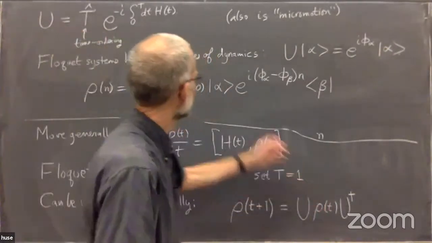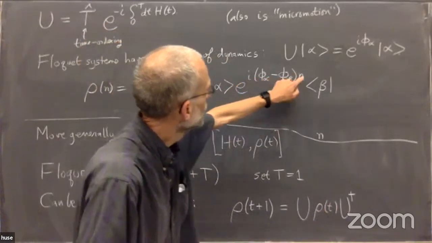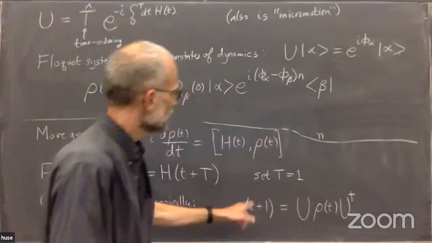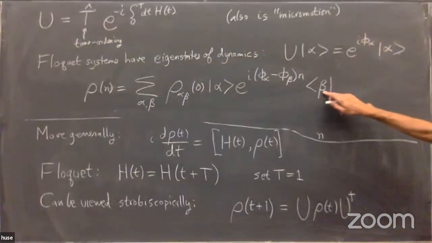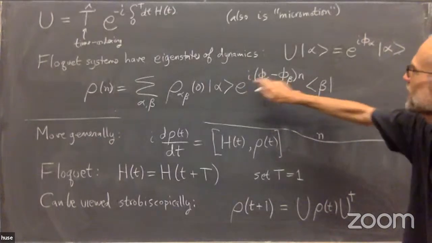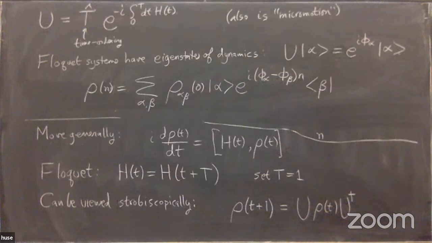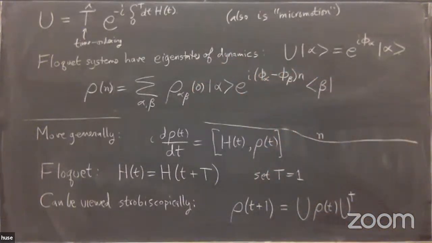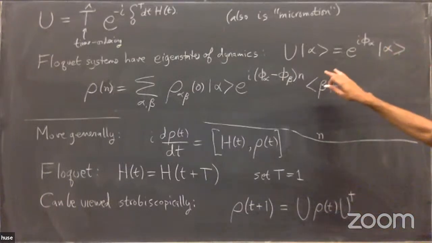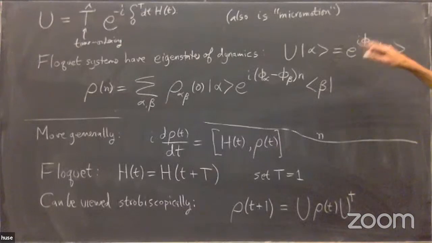U on this side, it's the alpha, gives e to the i phi alpha, one factor of that for every period you move forward. And U dagger on this side hits the beta, gives an e to the minus i phi beta, one factor for every period you move forward. So this is the analogous formula for Floquet systems. Again, looks very simple, but the complexity is hidden.